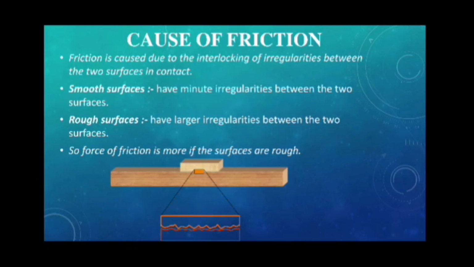Now, surfaces are also of different types. In general, we can categorize them into two types, the smooth surfaces and the rough surfaces. The smooth surfaces have minute irregularities present between the two surfaces, whereas the rough surfaces have larger irregularities. So, the force of friction will be higher in which of these two surfaces? Yes, it will be higher in the rough surfaces.